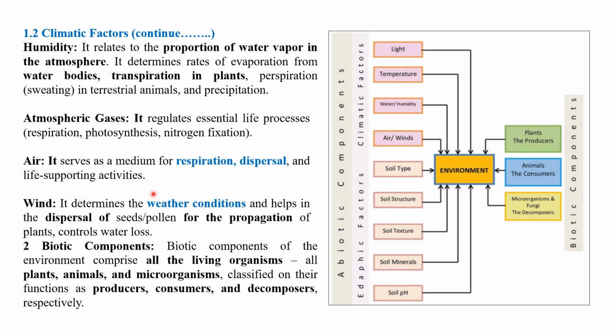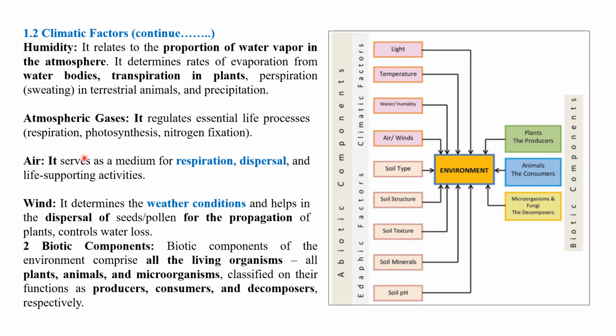Next factor we can see under the climatic factors is humidity. It relates to the proportion of water vapor in the atmosphere. It determines rates of evaporation from the water bodies, transpiration in the plants, sweating in terrestrial animals, and precipitation. Atmospheric gases regulate essential life processes.